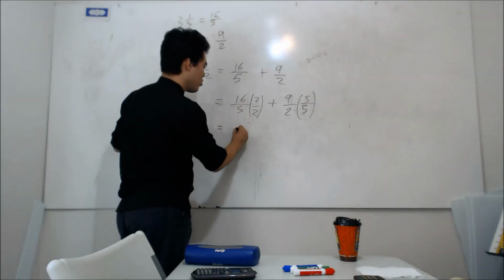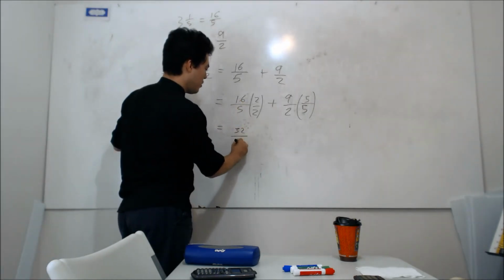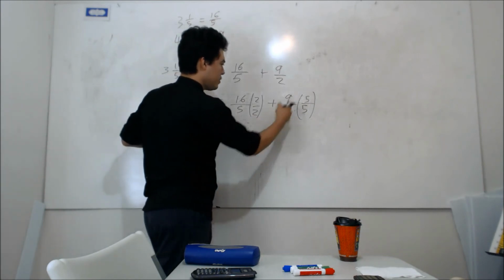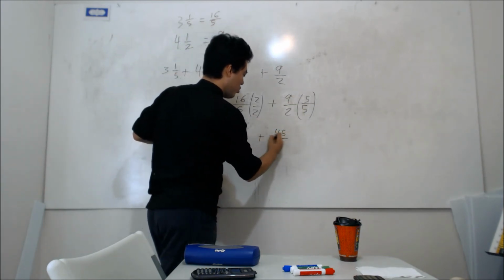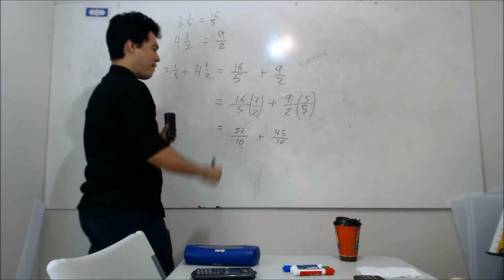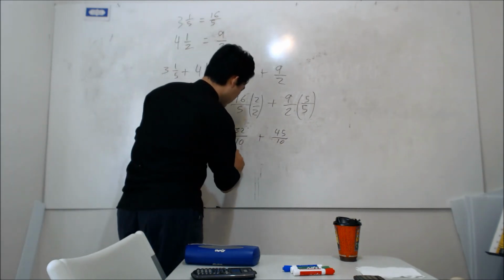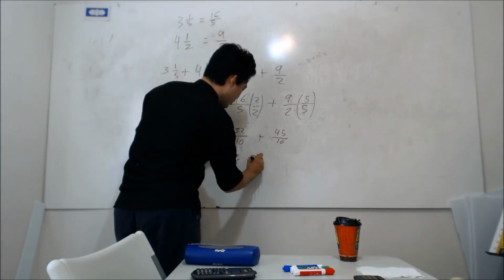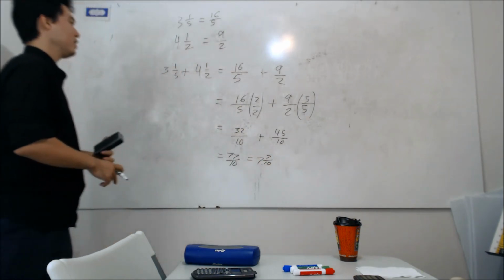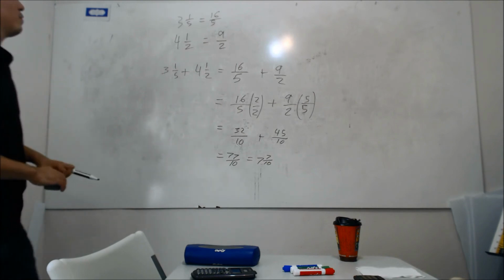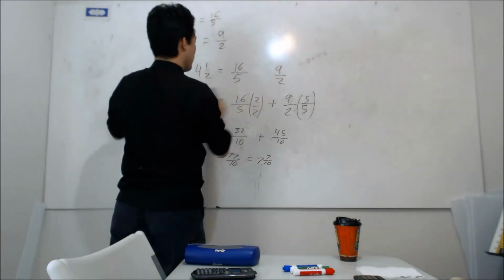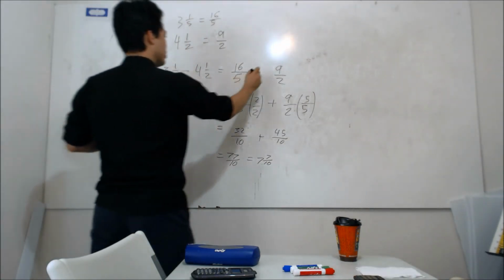So 16 times 2 is actually 32 over 10, plus 45 over 10. And that's 77 over 10, which is equal to 7 and 7 tenths. Excellent. Now the addition problem is correct. And then the subtraction problem, we just change this to subtraction.